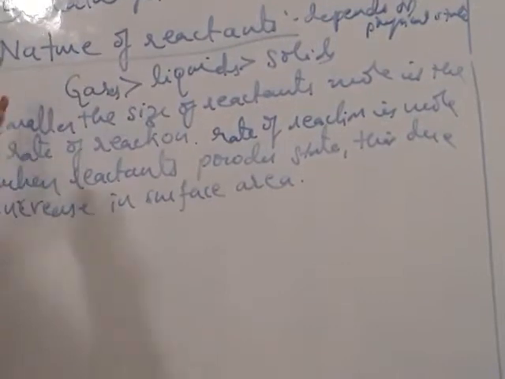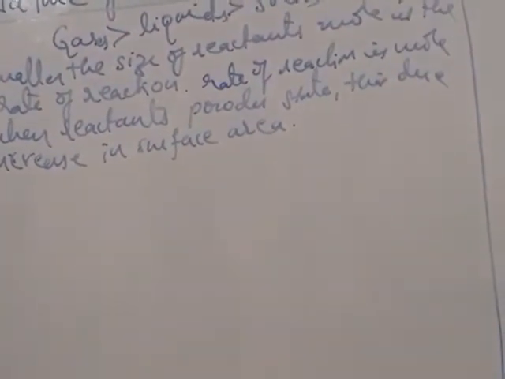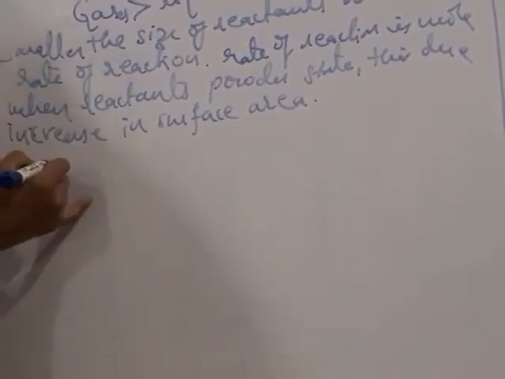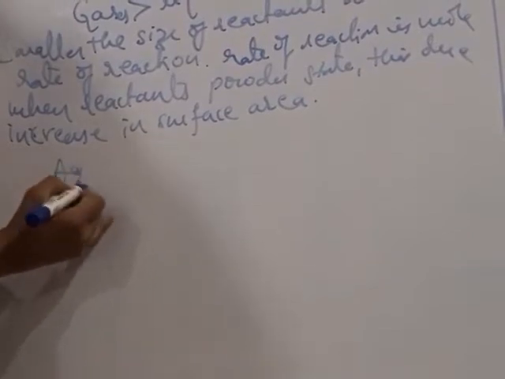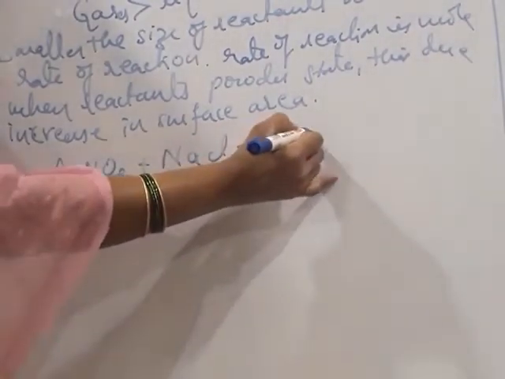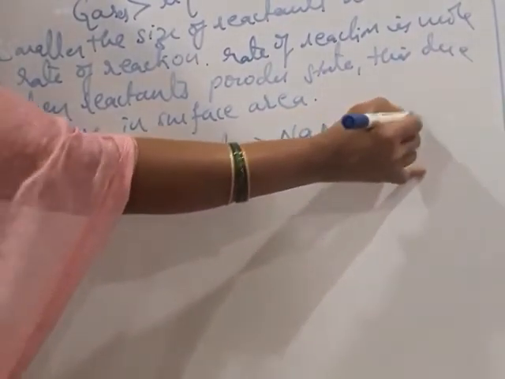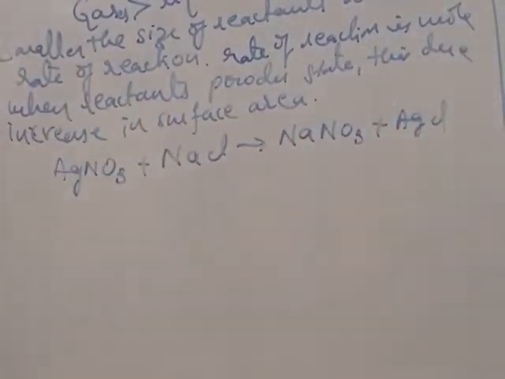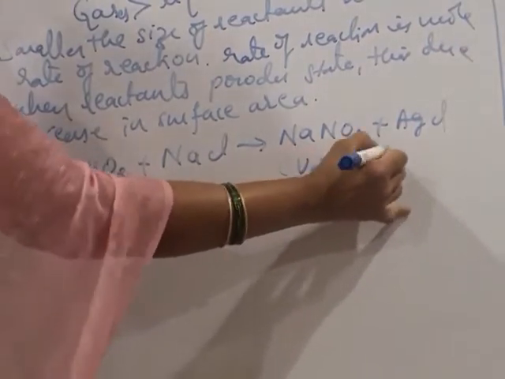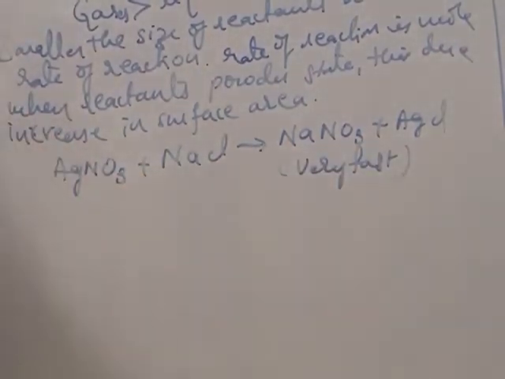So, you know that ionic reactions, they are very fast reactions and we cannot measure the rate of reaction. Why? Because ionic reactions, they complete within a fraction of seconds. Okay. And coming to reaction between AgNO3 and NaCl. We get NaNO3 and AgCl precipitate. So this is precipitate reaction, which is ionic reaction. And this is very fast reaction. Very fast reaction. Okay. That's why we cannot measure the rate of reaction.